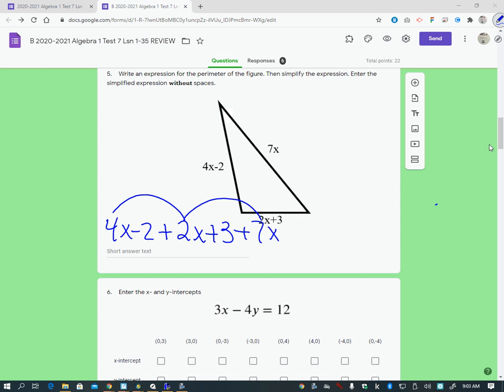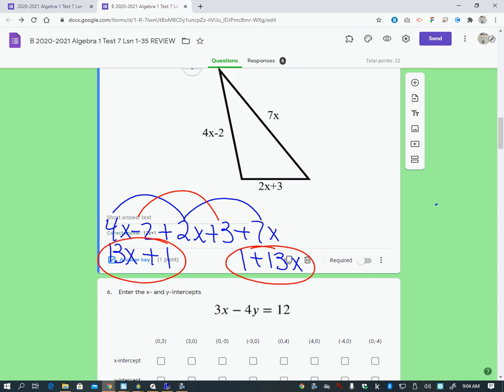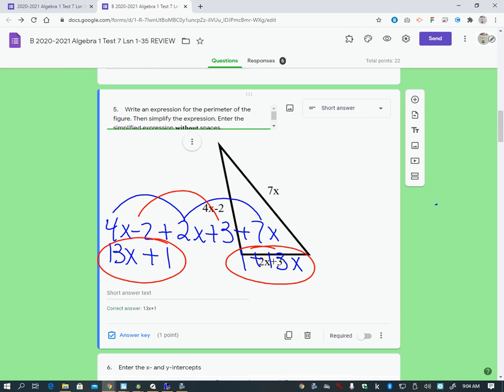Okay, 4x, 2x, 7x. Are all those positive? Yes. Okay, so what's 4 plus 2 plus 7? 13. So I get 13x. Okay, what are my other like terms? Negative 2 and 3. So I should get plus 1. All right. You could also write 1 plus 13x. Okay, those two answers are acceptable. Let's see what the answer key says. 13x plus 1. Okay, it's their answer there.